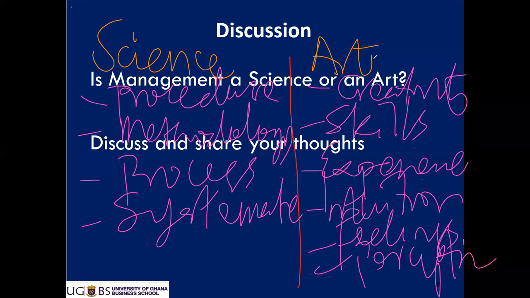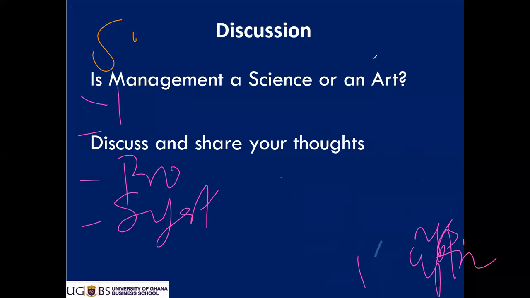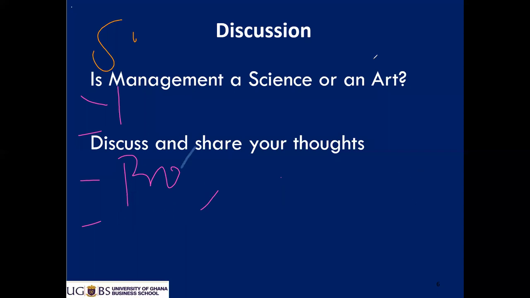So this is how to understand what managers do in terms of being scientific and in terms of being artistic in their delivery. We can say that management is both a science and an art. Science, because managers follow scientific processes, approaches and procedures to arrive at the outcomes they want, the decisions they want, the productivity they want, even the people they need to employ. It follows a certain scientific process or procedure.